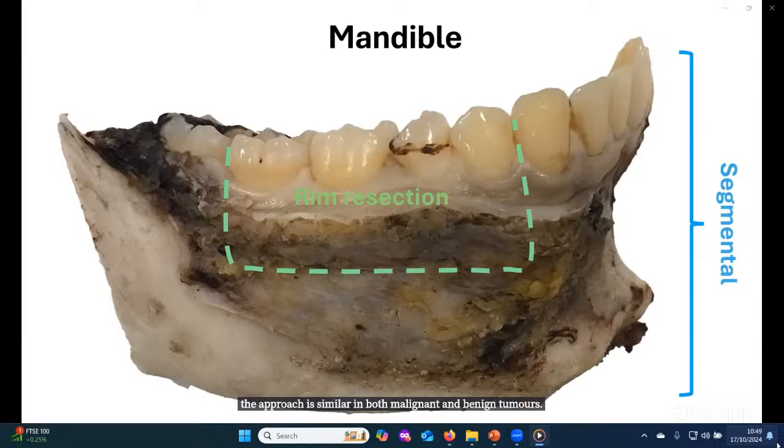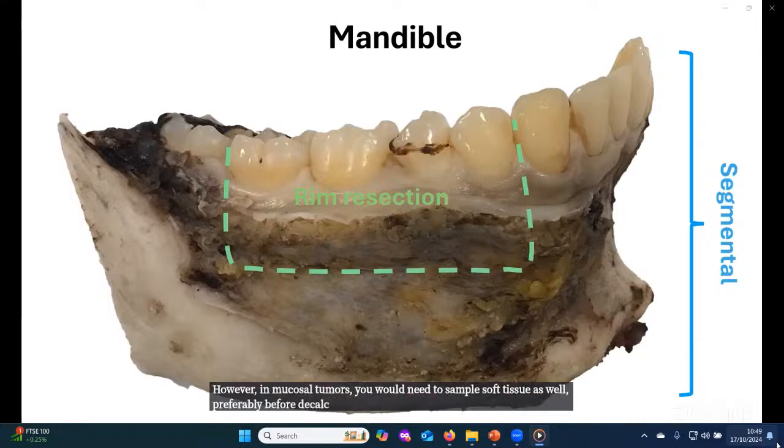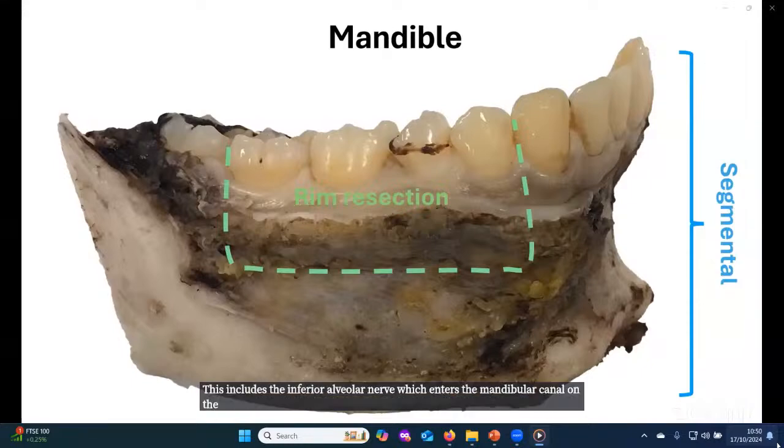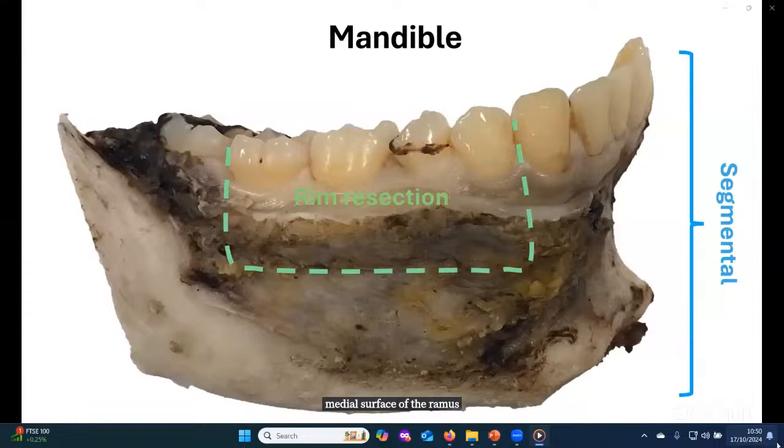However, in mucosal tumours, you would need to sample soft tissue as well, preferably before decalcifying the specimen. Two nerves are important in these resections. This includes the inferior alveolar nerve, which enters the mandibular canal on the medial surface of the ramus, and the mental nerve, which is usually in line with the second premolar tooth.